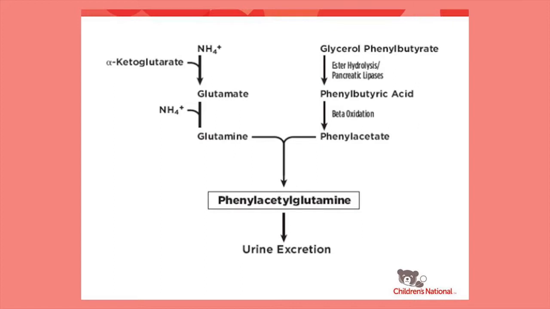But in any case, you take glycerol phenylbutyrate. There's an ester hydrolysis through pancreatic lipases that break that down into its fatty acid components. You beta oxidize this to make phenylacetylglutamine. This is a drug that has only been available in the United States for the last 4 or 5 years or thereabouts, and there's in fact still an ongoing study of this medication in young children, because the concern was that they would not have sufficient pancreatic lipases to break them down. As it turns out, that's not true. These kids do absolutely fine with this medication.